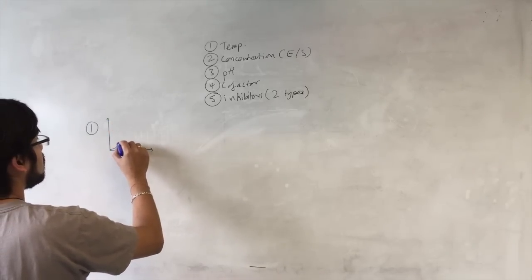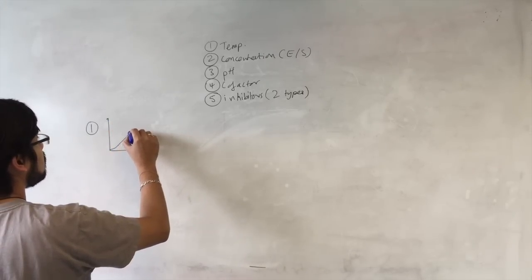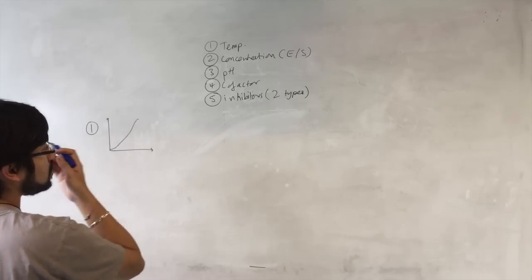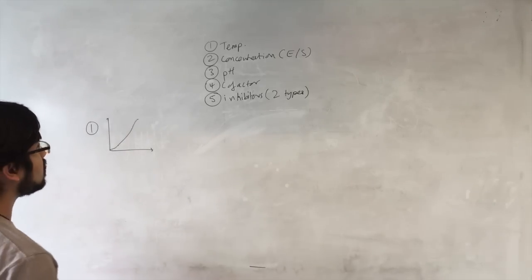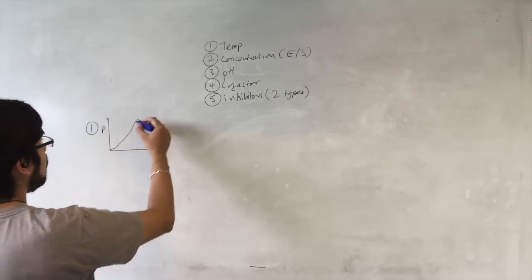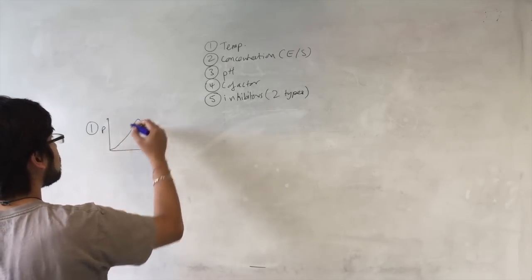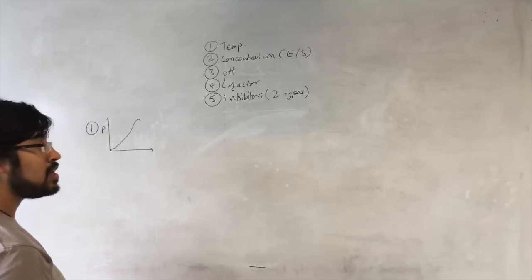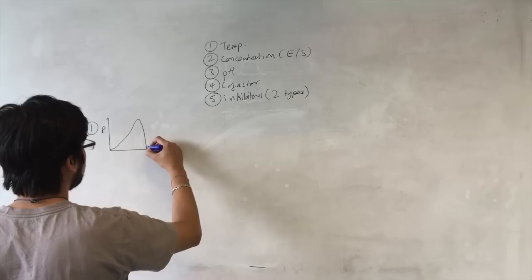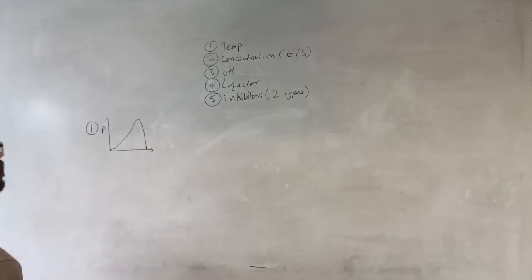1, temperature. Remember, increasing kinetic energy, increasing the collisions between substrates and enzyme, increasing the formation of the enzyme substrate complex, and so increasing product formation. I'll just put a P there, until the point when there's so much kinetic energy that it actually leads to the denaturation of the protein, and therefore the rate rapidly declines.